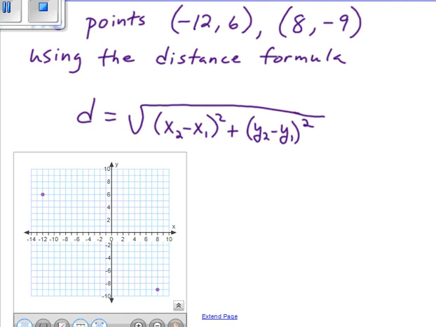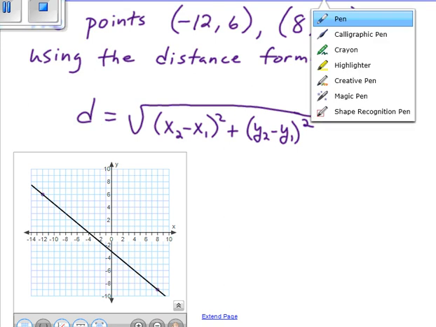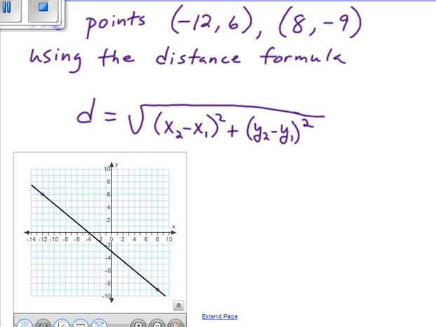And I'm going to get a line through there. Now, what I'm trying to find out right here is the distance between these 2 points. What that distance in units is.